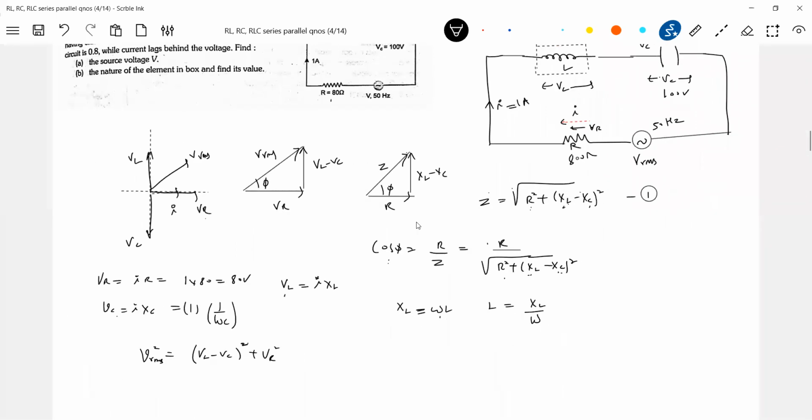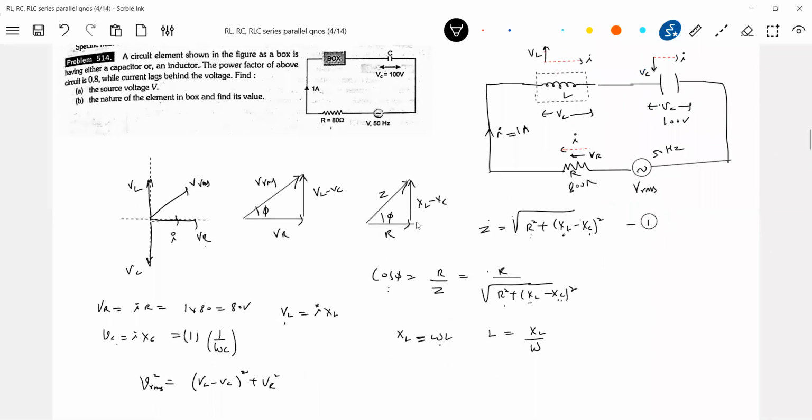I'm showing the entire numerical. Try to see this one. At least try to realize it's all about the formulas: cos phi is R by Z, the impedance formula, and Ohm's law across each element. I don't have the answer. I could not upload. Later on I'll enter and post it.